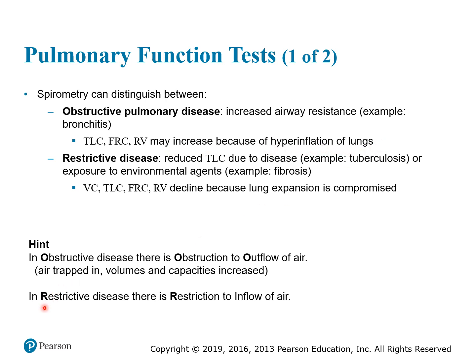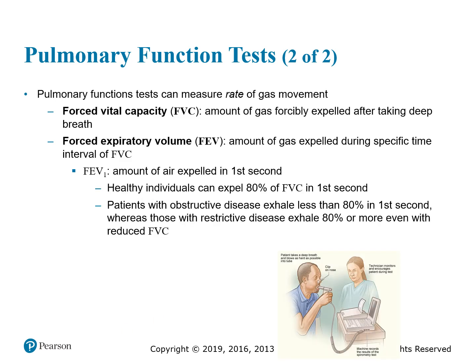In restrictive diseases, there is restriction to inflow of air into the lung. The air cannot go inside the lung because there is fibrosis, there is tuberculosis. The lung is not compliant. It does not want to take the air in. As a result, these capacities and volumes are decreased. Pulmonary function tests tell us if the disease is obstructive or restrictive.